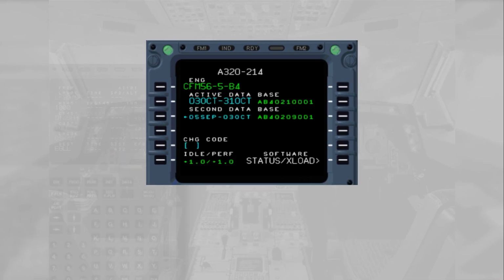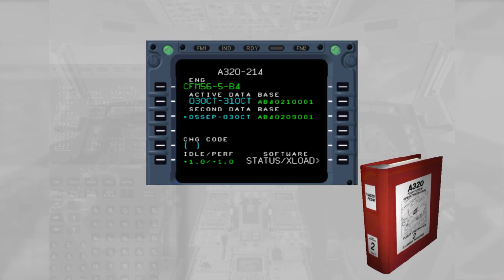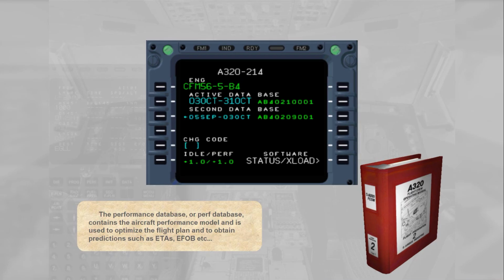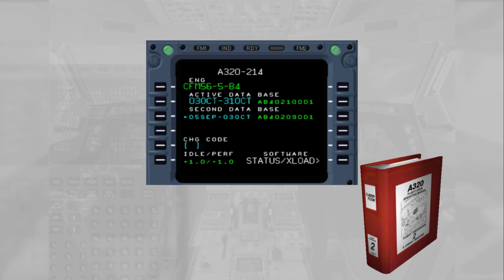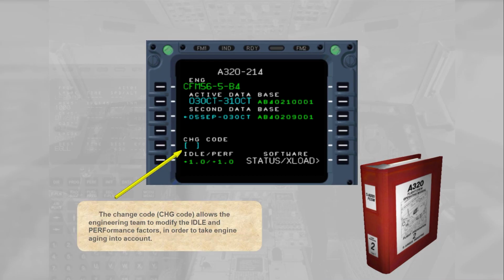The Performance Database, or PERF database, contains the aircraft performance model and is used to optimize the flight plan and to obtain predictions such as ETAs, EFOB, etc. The Change Code, CHG code, allows the engineering team to modify the idle and performance factors in order to take engine aging into account.